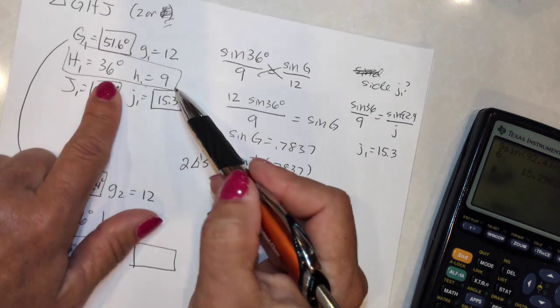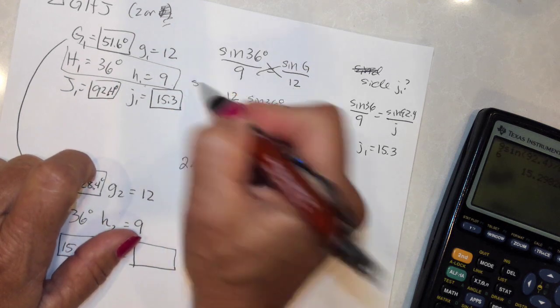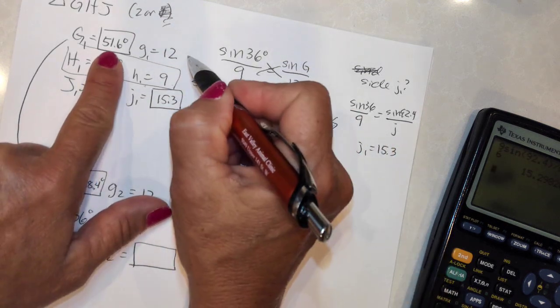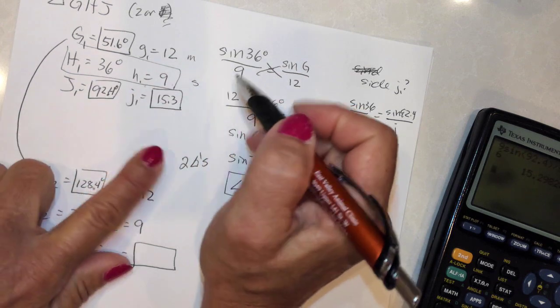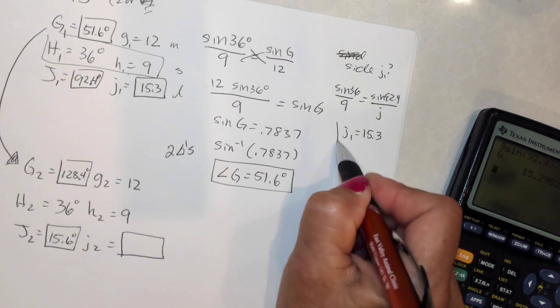And again, this is my smallest side, smallest angle. Just kind of checking. This is my medium angle, medium length, largest angle, longest length. So I feel like that's right.